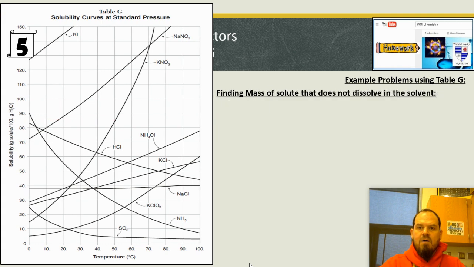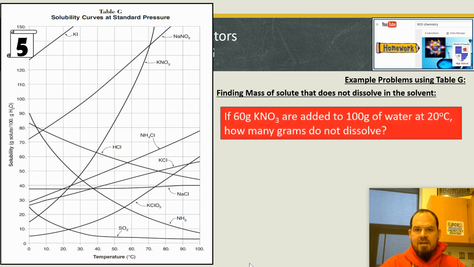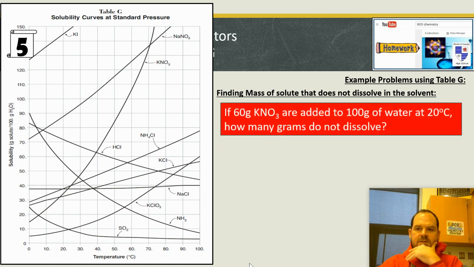Okay. So now the mass that does not dissolve, we're actually going to subtract. There's no subtraction in that one. These guys are going to be subtracting. So if 60 grams of KNO3 are added at 100 grams of water, again, lawyer statement, 100 grams of water just means read the chart like normal. At 20 degrees, how much did not dissolve? So that tells me 60 grams is going to be higher. This is not an unsaturated or a supersaturated solution because there's a bunch that didn't dissolve, right?